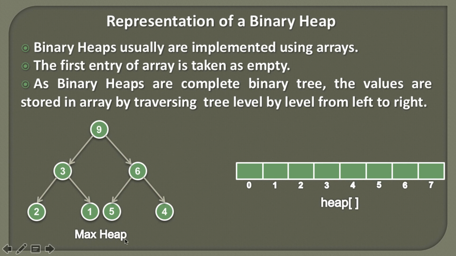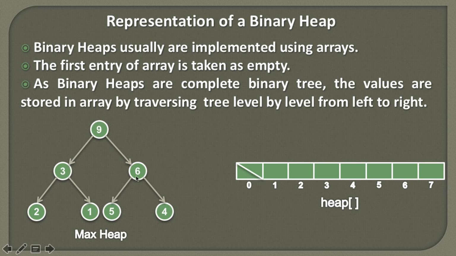Also here you can see the max heap has 7 elements: 1, 2, 3, 4, 5, 6, 7. We usually store these elements into an array. In order to store these 7 elements, we create an array of 7 plus 1 elements, because the first entry of the array we always keep empty. We never store any element at the 0th index, and we start storing these elements from index 1.